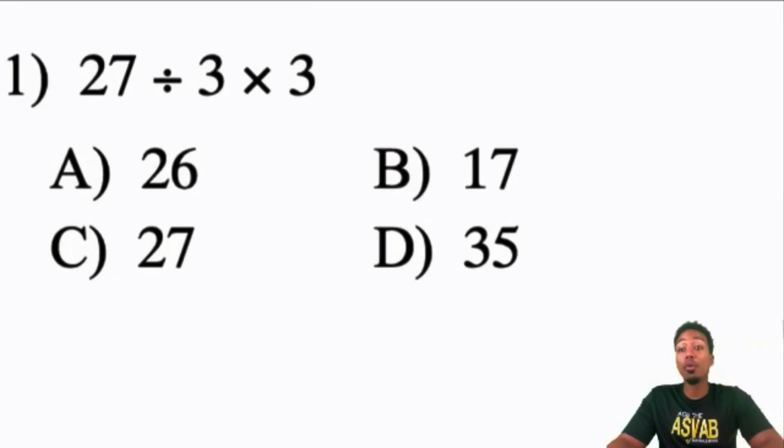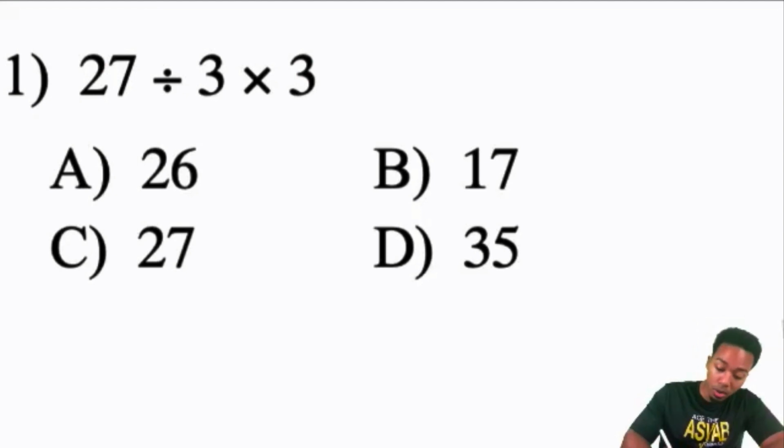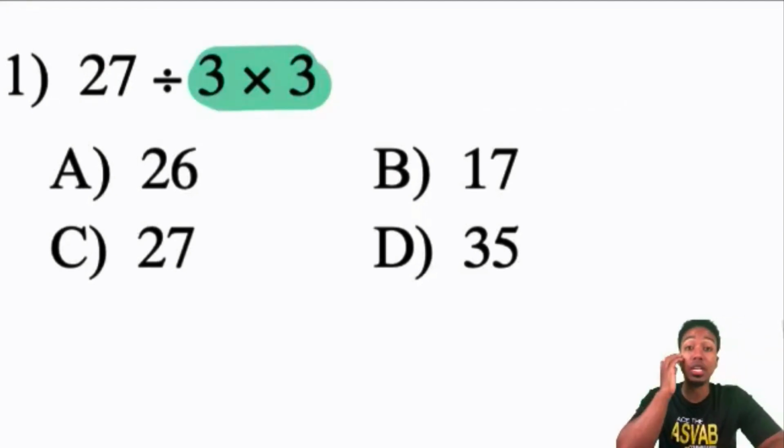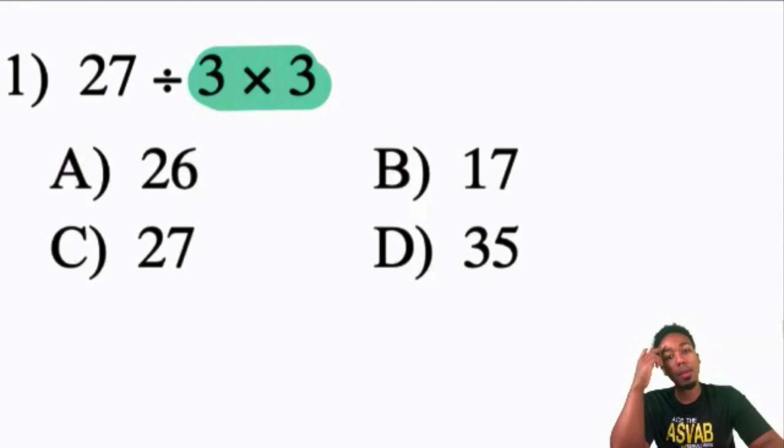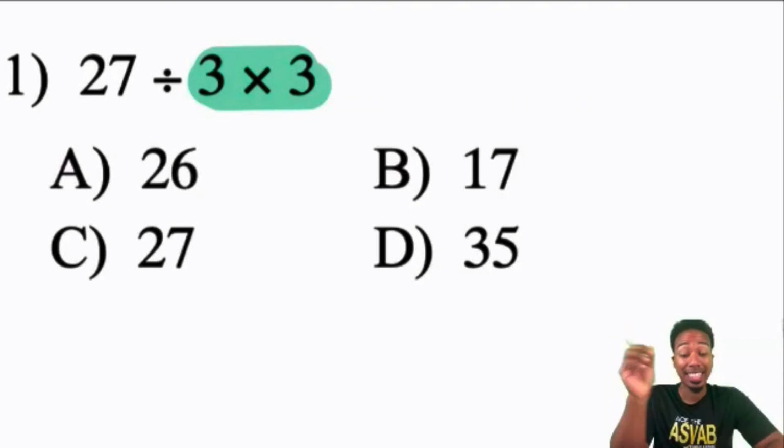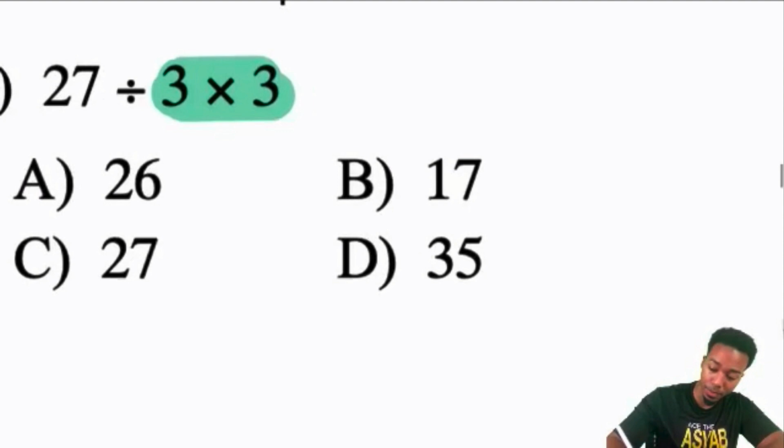Typically what people would have done would have been this. Oh, we got 3 times 3 because you do multiplication first. Everybody help me out. What is 3 times 3? Most people would have said 9. Again, this is the wrong way, okay? This is the wrong way.